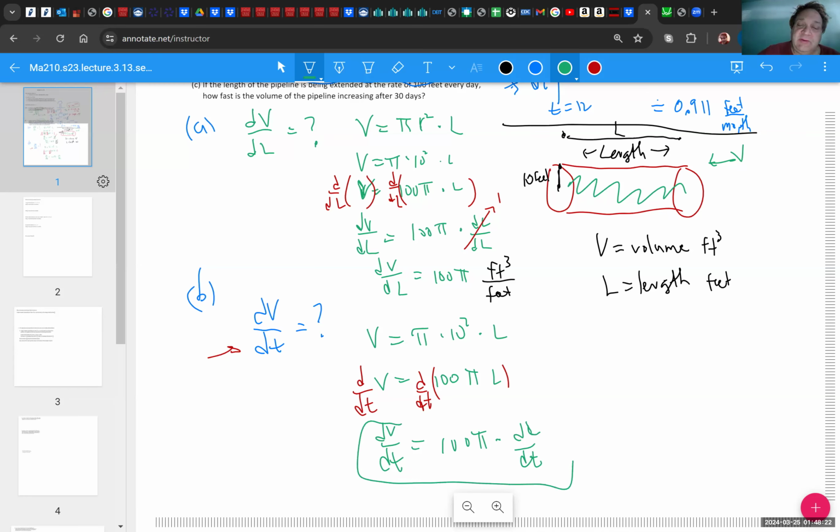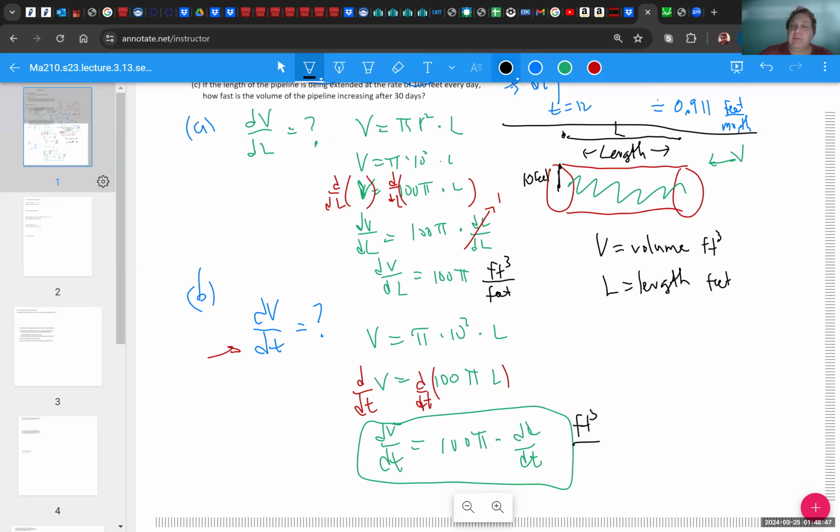The rate of change of the volume with respect to time is 100 pi times dL/dt. So it's not a fixed constant, and this time dV/dt changes. Depending on how the length changes, the volume will change according to this formula. If you want to write the units, again, V is measured in cubic feet, so the top unit would be cubic feet, and the bottom unit is t, time.